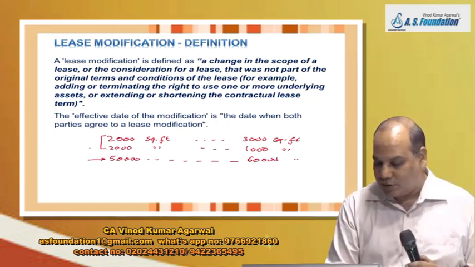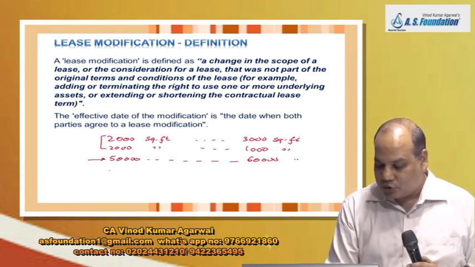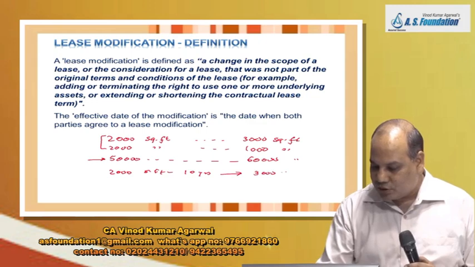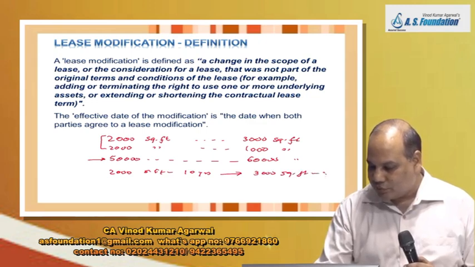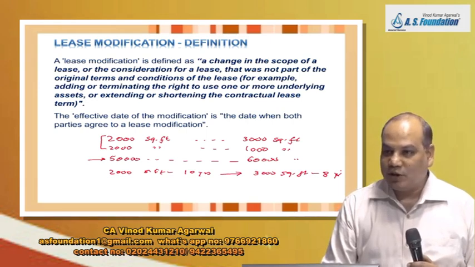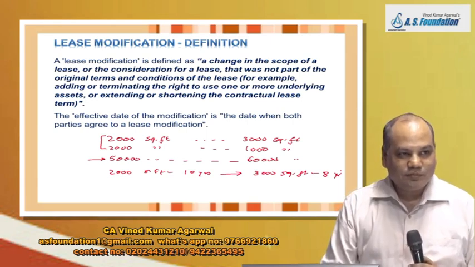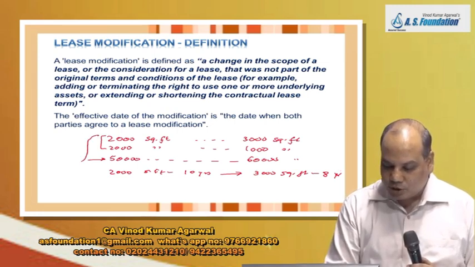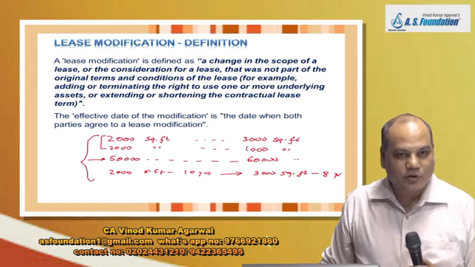Or it can be that the original was 3,000 square foot area for 10 years. Now we change it to 3,000 square foot area for 8 years or 15 years. That is also modification. So you have to now learn the accounting of modification. We'll take 2-3 examples on this.